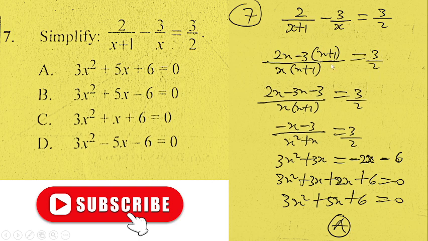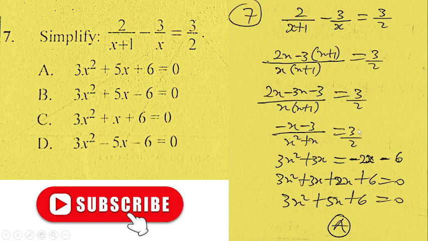2. Then if you simplify this numerator, you have 2s. Then minus 3 will open the brackets, minus 3x minus 3. Then over s into s plus 1 equals to 3 over 2. Then from there, if you take like terms here, you have 2x minus 3s. That will give us minus x minus 3. Then if we open the bracket here, you have s squared plus x is equals to 3 over 2.